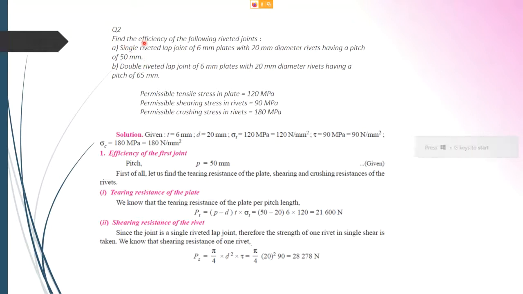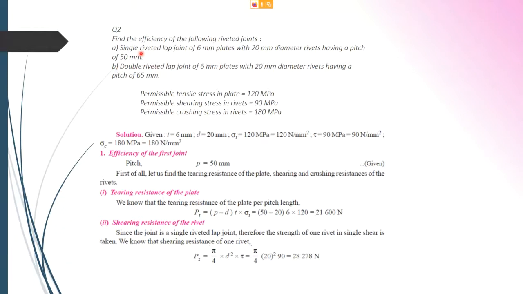Find the efficiency of the following riveted joints. The first part is for a single riveted lap joint with 6 mm plates. That means this is the thickness, with a 20 mm diameter rivet, which has a pitch of 50 mm. So there are two conditions, A and B. B is based on a double riveted lap joint.